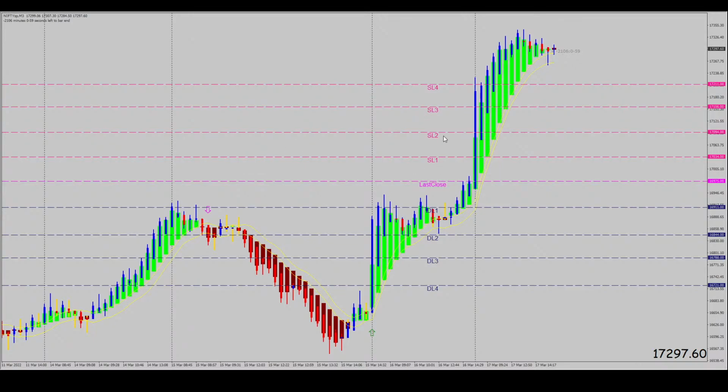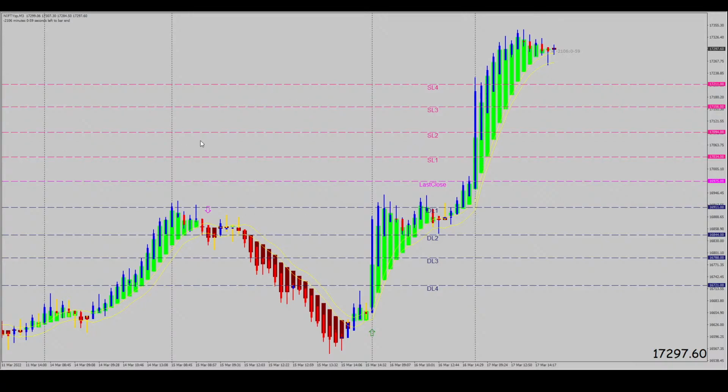These are the levels that I keep posting on various social forums, on our Telegram channel at Hawkeye Index, HAWKINDEX, as well as on Twitter. So these are the levels that have been plotted on the system on this specific chart.